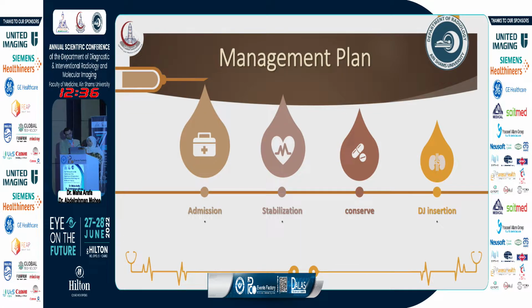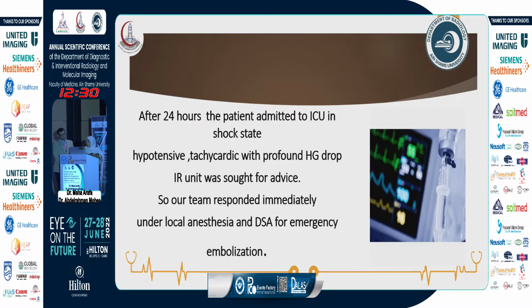The decision was taken single-handedly by the urology department. The patient was admitted and conservative management was decided. After 24 hours, the patient's condition deteriorated and he entered a shock state that required ICU admission, as he was hypotensive, tachycardic, with a profound hemoglobin drop. The IR unit was sought for advice, so our team responded immediately for an emergency embolization under local anesthesia, and DSA was done.